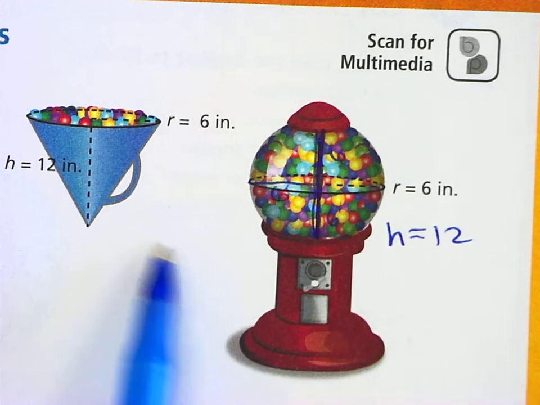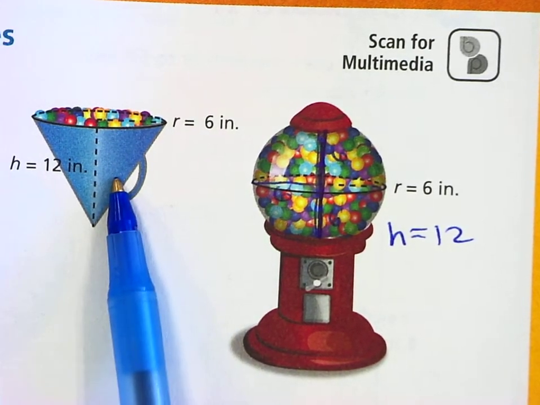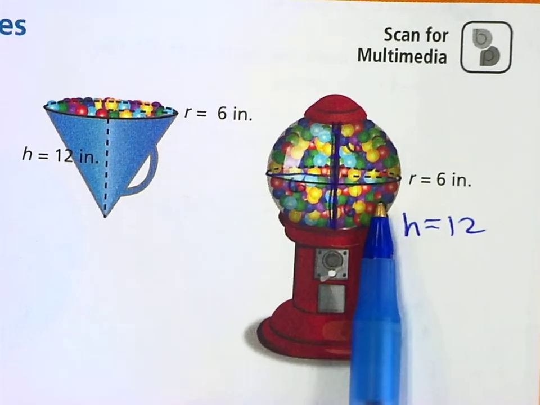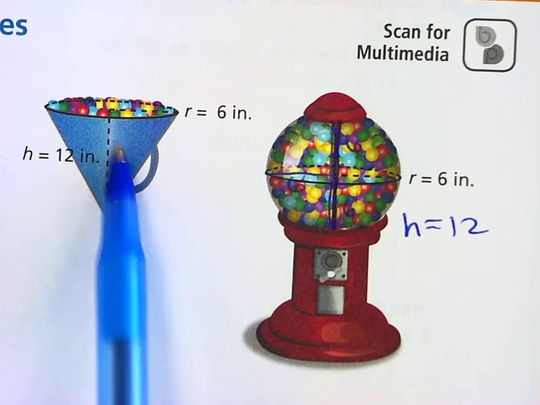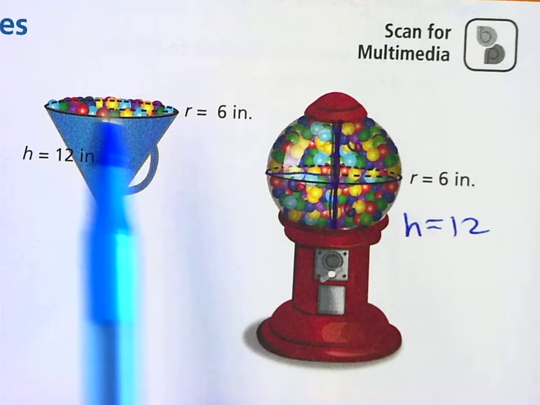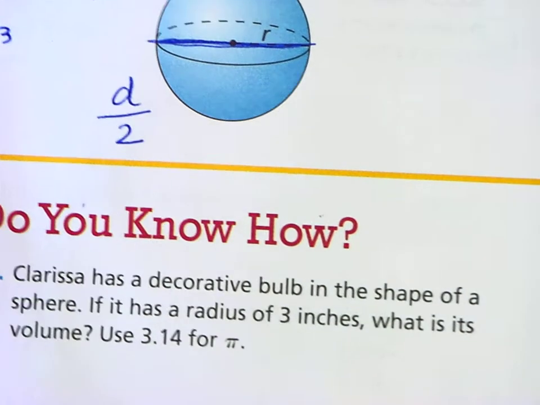Because these have the same area of the base and the height, that means 2 of these cones can fit inside one sphere. We can fill this up with gumballs twice and pour it in 2 times, and 2 of these will fit into one of these. All right, so let's find the volume of a sphere.